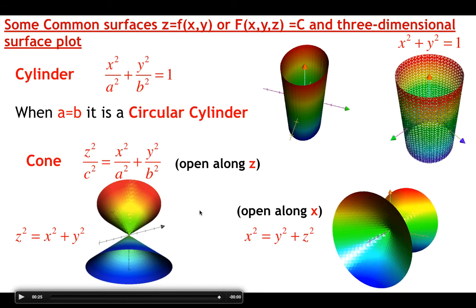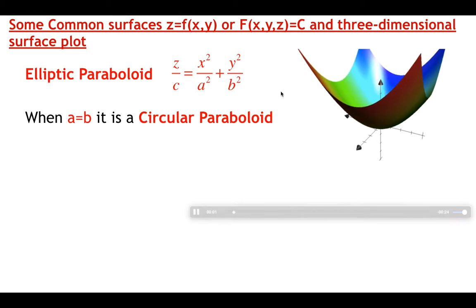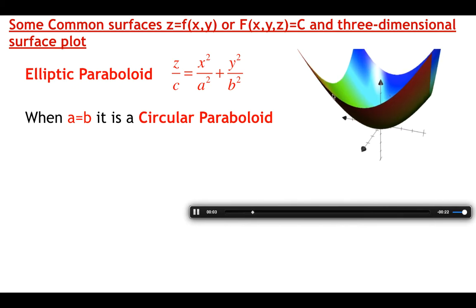Then we can also define paraboloids. This is a typical equation of an elliptic paraboloid, where the equation says z by c is equal to x square by a square plus y square by b square. On this side you can see that it is like the equation of an ellipse, so it is an elliptical paraboloid, and if a equals b, then it will become a circular paraboloid. Here you can see that what we have drawn is a circular paraboloid.